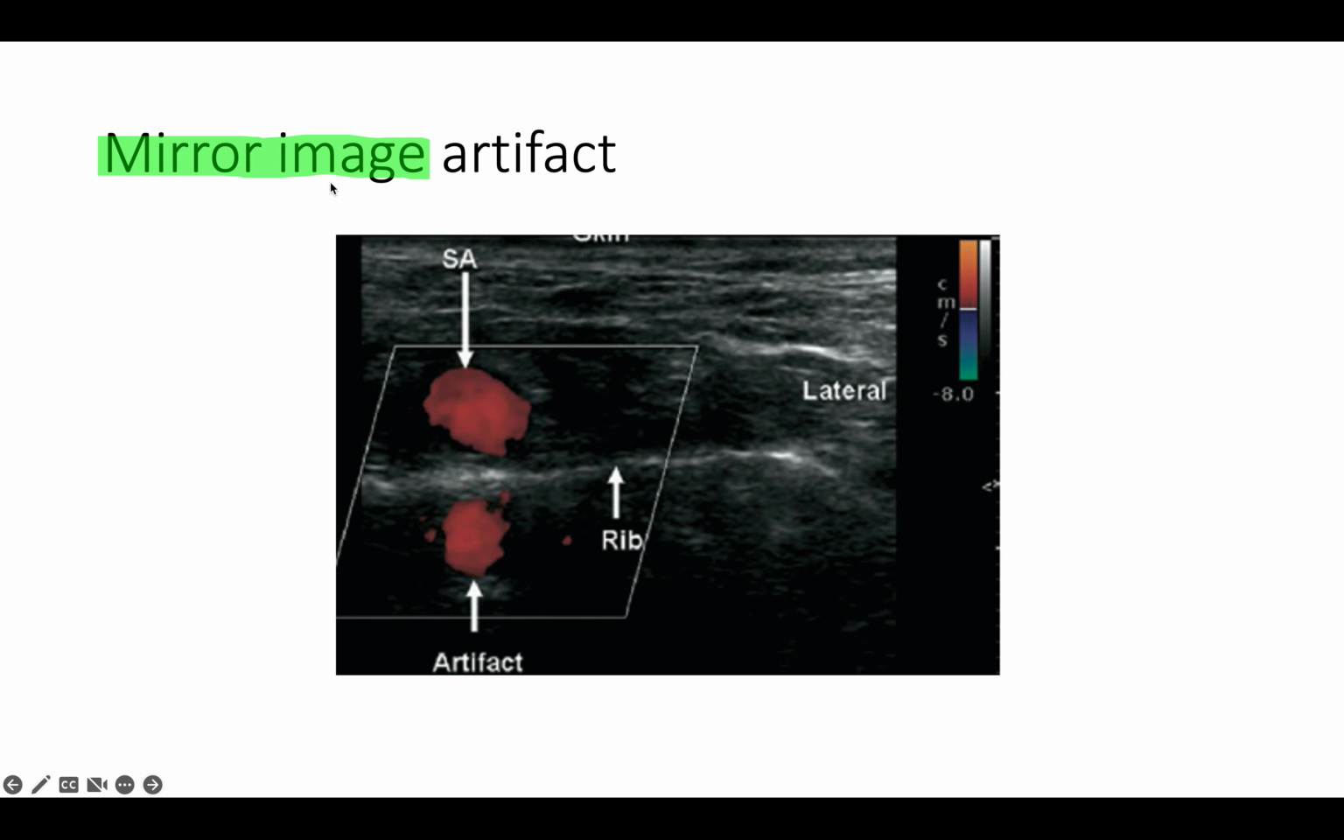Another common one is a mirror image artifact. So rib, sometimes pleura, create this mirror surface and a mirror effect, and you will see above the rib, for example here, a nice structure that will be your artery, and you will see a mirror artifact of the artery below the rib, even though there is no artery. And it's actually seen in both 2D and color Doppler as well.